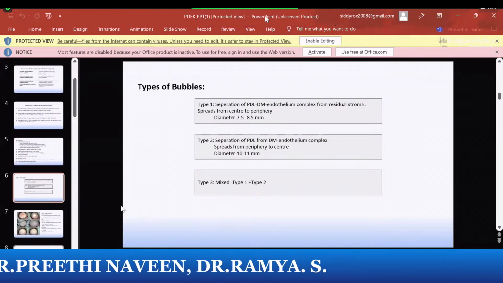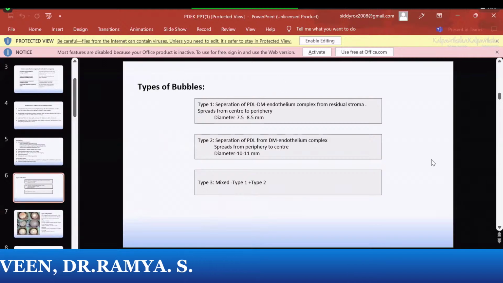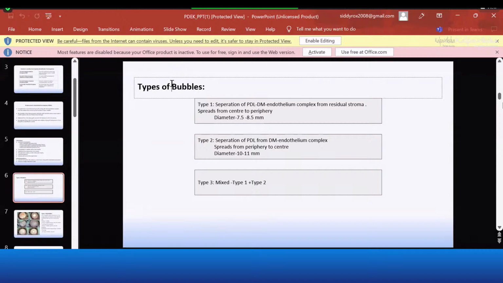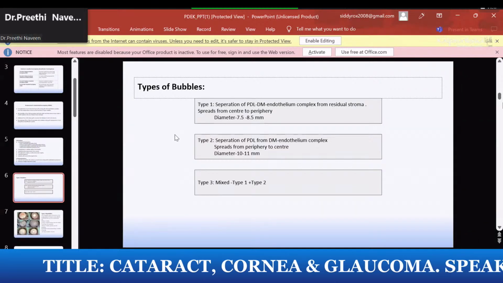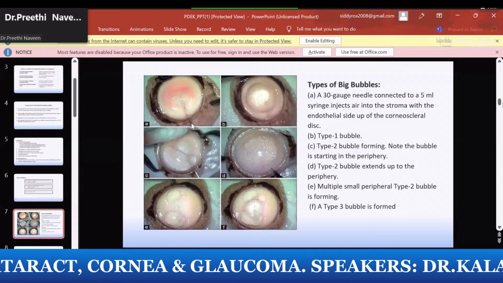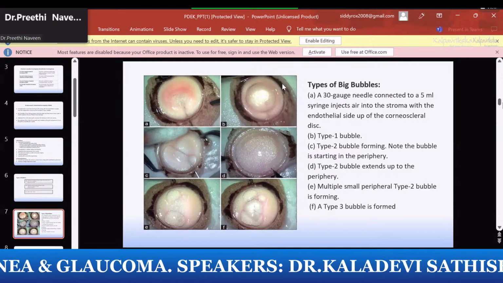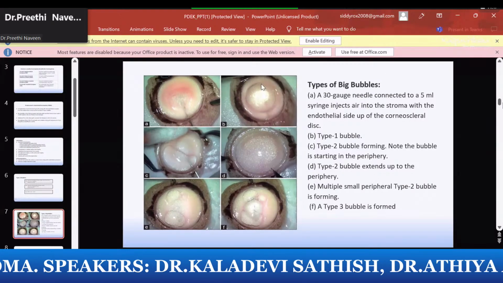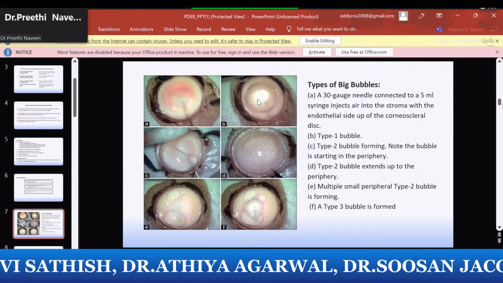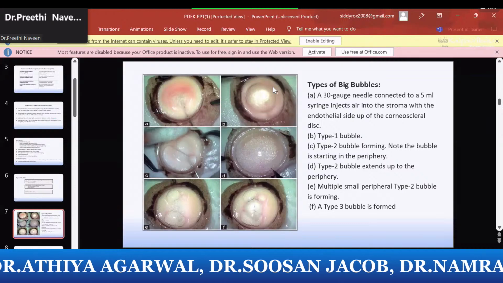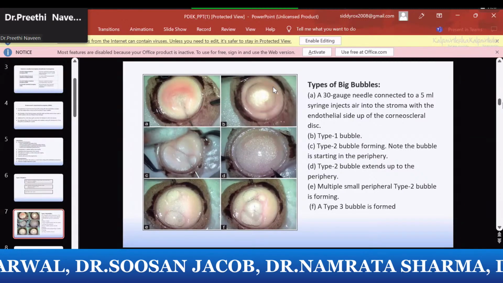Yes. Okay. The types of bubbles: like I said, a PDEK bubble is a type 1 bubble, which is typically separating your stroma from your Dua's layer, Descemet's membrane, and endothelium complex. It's something that starts in the middle, and I'll show you a picture. Here you can see the formation of a type 1 PDEK bubble. In figure 2, figure B, this is a dome-shaped bubble which starts in the center and extends towards the periphery. Typically, it is around 7.5 to 8 mm in size.